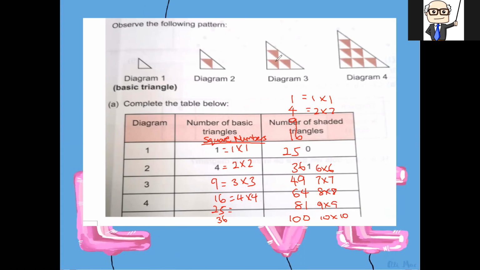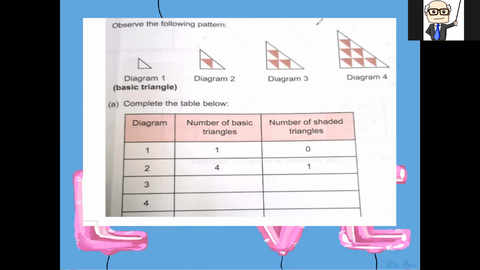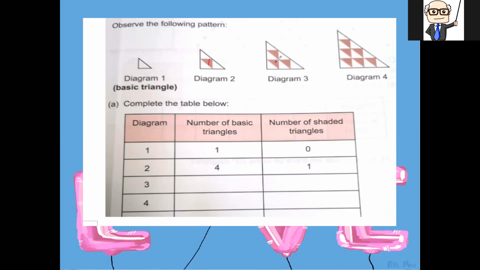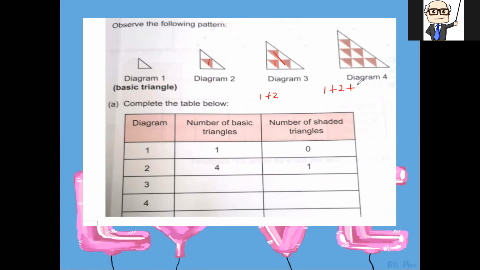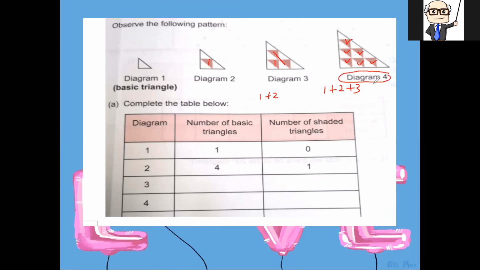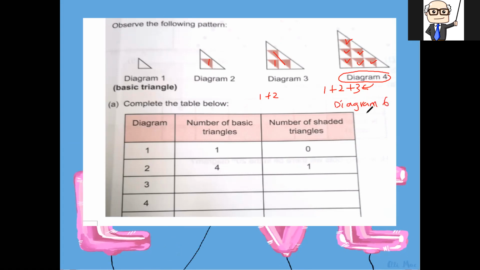Now, for the number of shaded triangles, if you take a look at the shaded triangles, we have a few things here. For the first diagram, there is 0 shaded, right? Now, for the second diagram, there is 1 here. Then the next one is 1 plus 2. Then the next one for the fourth diagram is 1 plus 2 plus 3. So you see here, 1, then 2, then 3. So if diagram 4, we add until 3, right? Then diagram 6, we add until where?